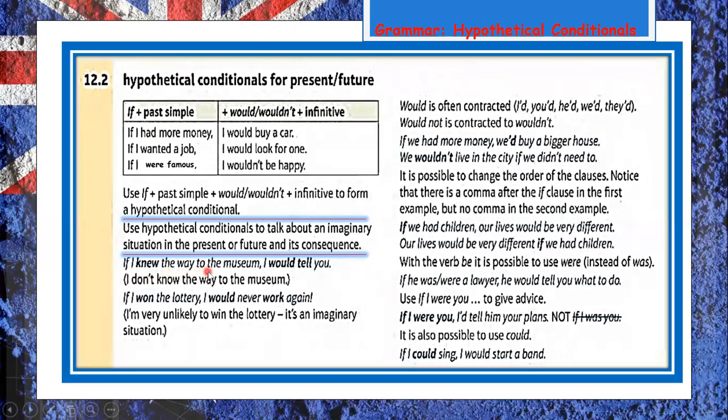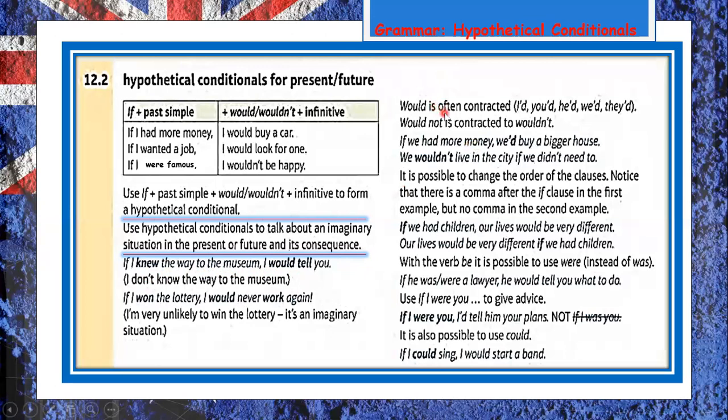Now, if I knew the way to the museum, I would tell you. It means that you don't know the way to the museum. If I won the lottery, I would never work again. It means that I am very unlikely to win the lottery. It is an imaginary situation.